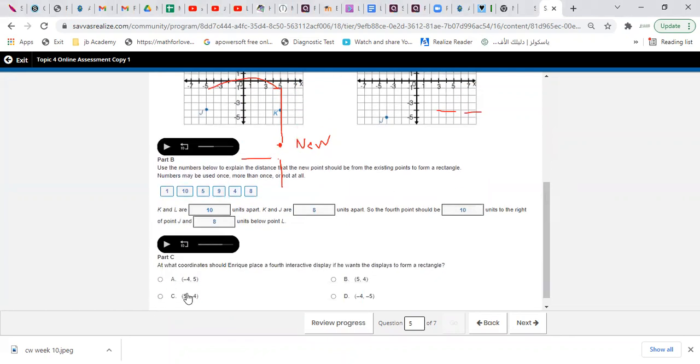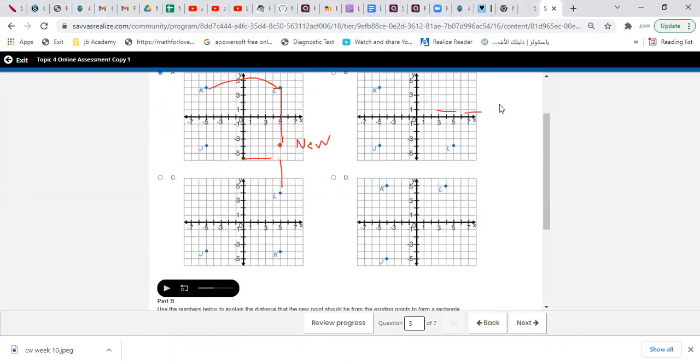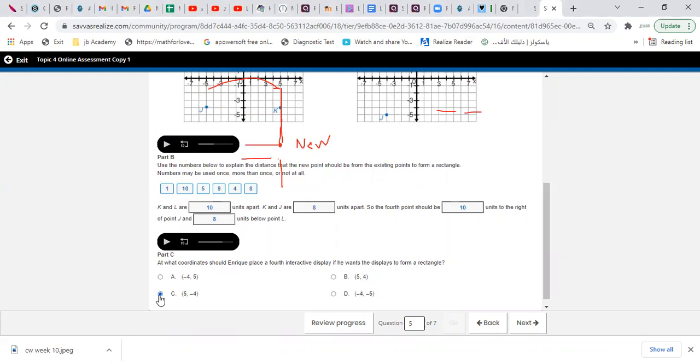Now, at what coordinates should Enric place a fourth interactive display if we want the displays to form a rectangle? Here is the new point. The x is 5 and the y is -4. So to form a rectangle, we need 5, -4. So the answer is C.